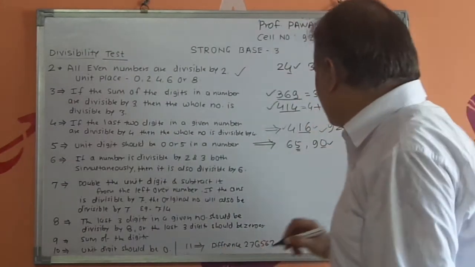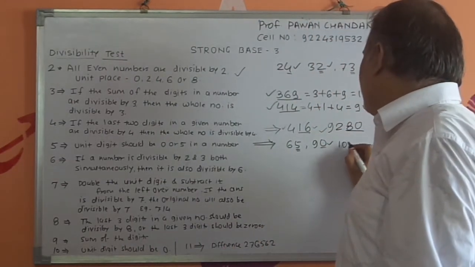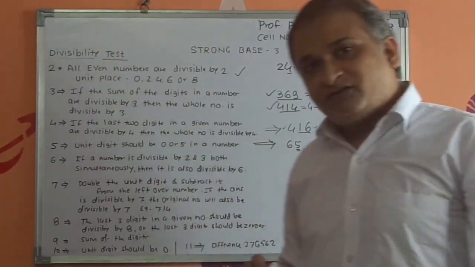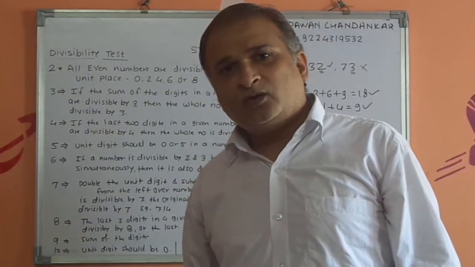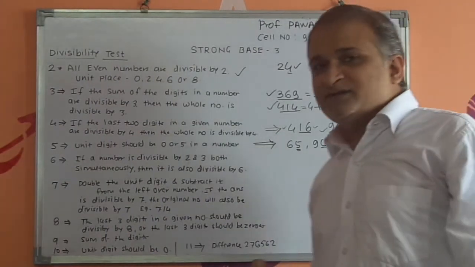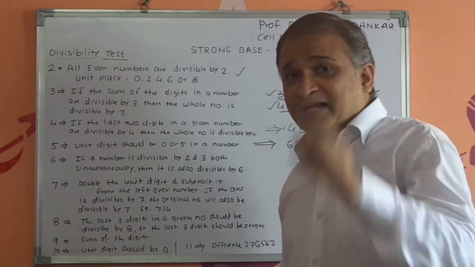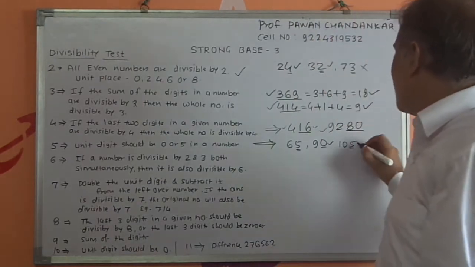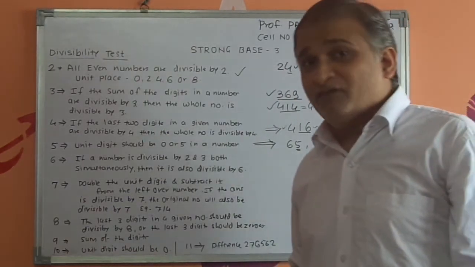One more example kids. 105. Is this number divisible by 5? Yes or no? Very good. Yes, this number 105 is divisible by 5 because the units place has the digit 5. That's why it will be divisible by 5. One more last example.